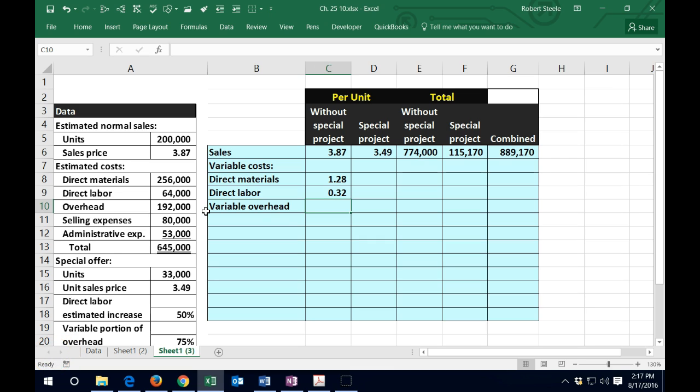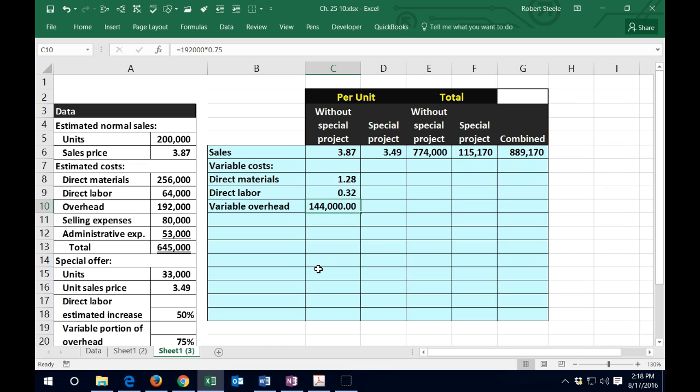So overhead, we're going to say that was that mixed one. That's the weird one. So we're going to say that's 192,000. And we said down here that 75% of it is variable. So I'm going to multiply that times what? Times 0.75. Let's go back in there. Let's put an equal sign, possibly could help, times 0.75. Now I'm going to hit enter. I'm not quite done yet, but I'm going to say enter. That would be the 144,000.